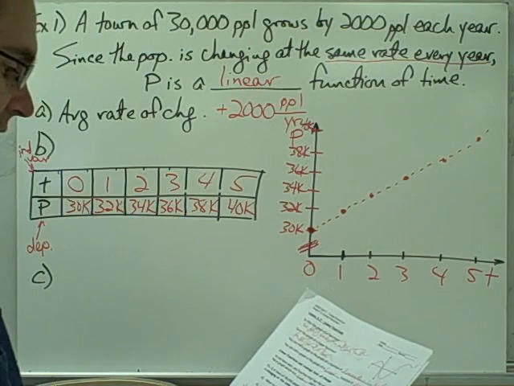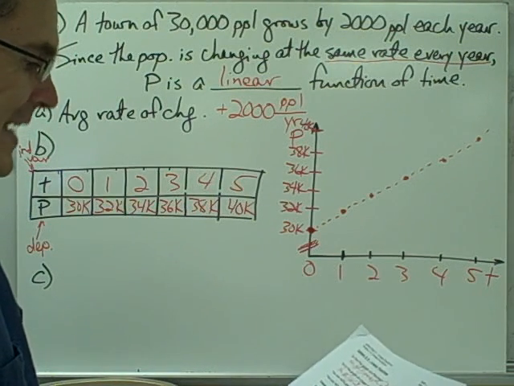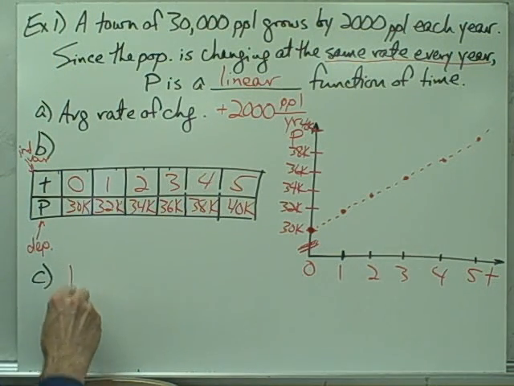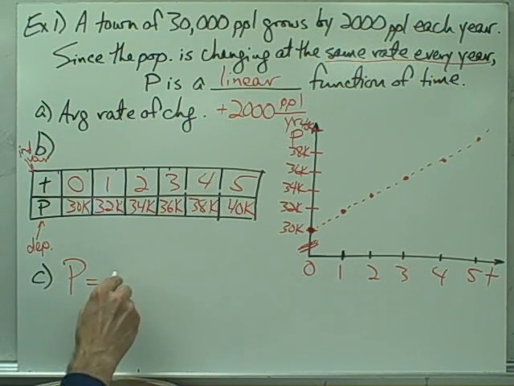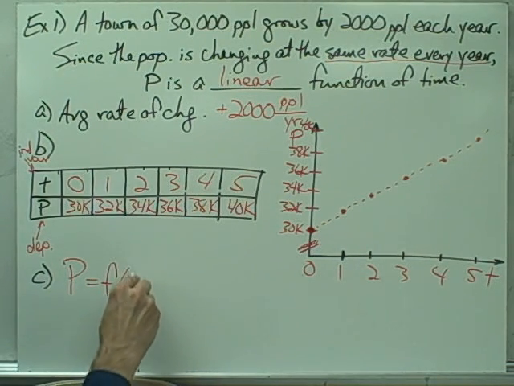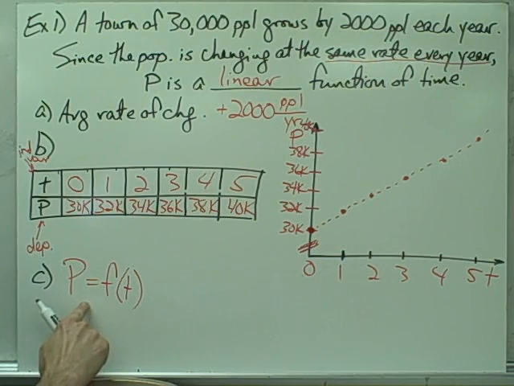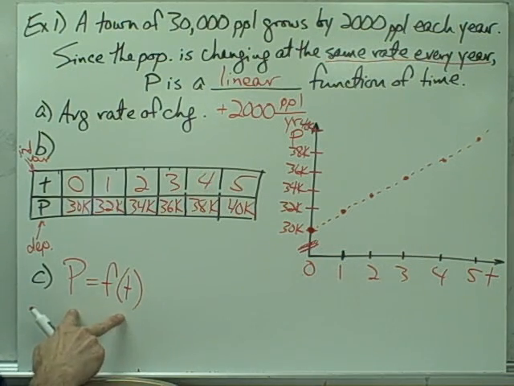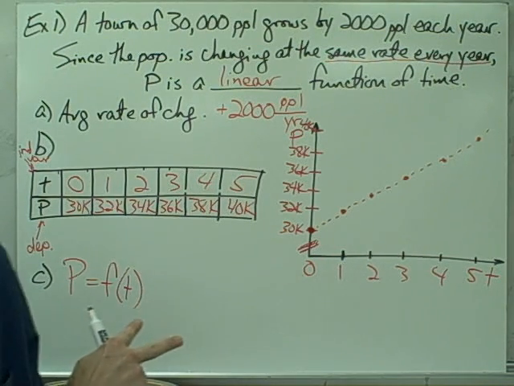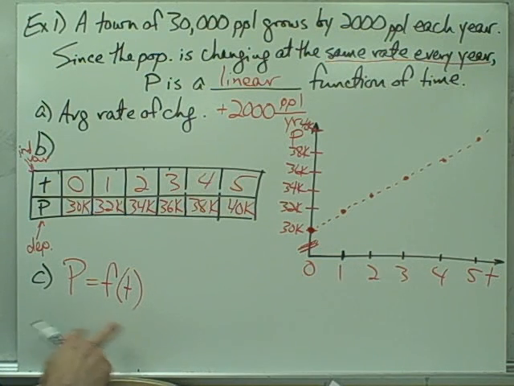All right, part C, find an equation for P as a function of t. So I'm saying that my population is a function of time, and I can write P equals f of t. Notice, however, this is not an equation for my function. This is just notation, right? In fact, we call this basic function notation.